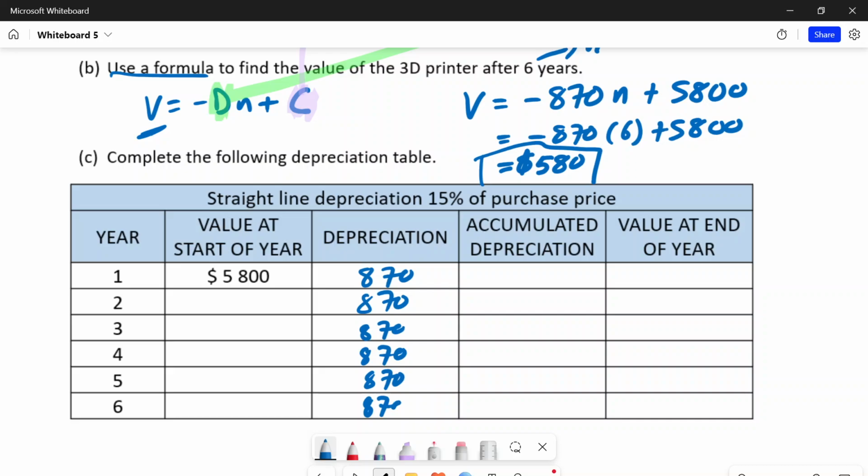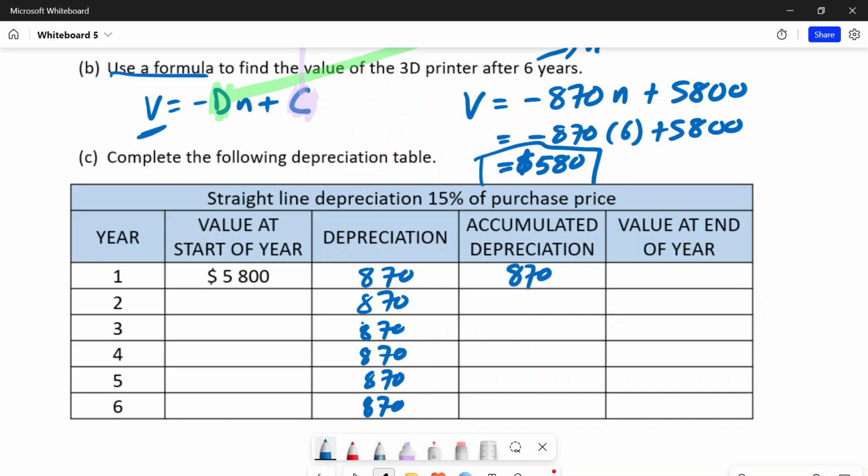I'll just go and do that. Okay, that's the same each year. Now the accumulated depreciation, that's the total over time. So year adding on to year as we go. So after 1 year, well, we've still just got $870 of depreciation.